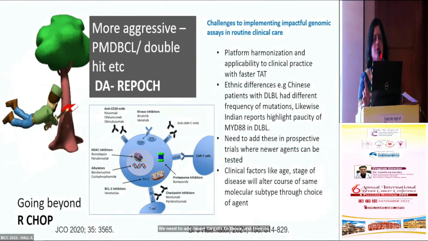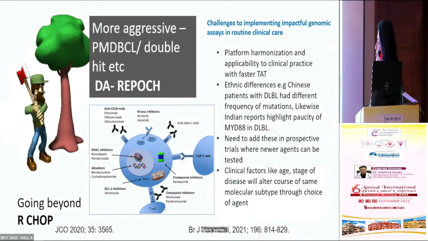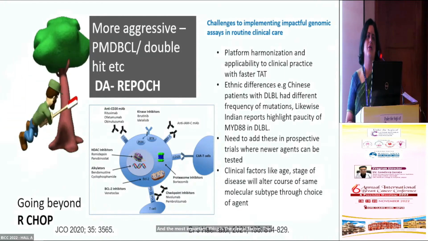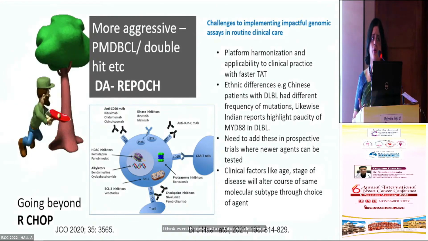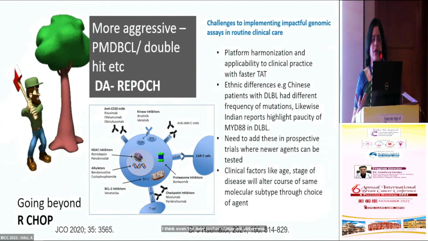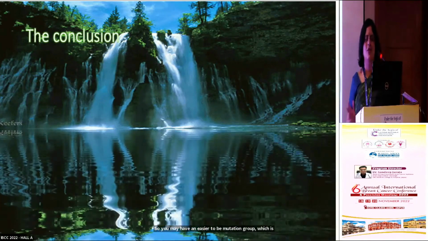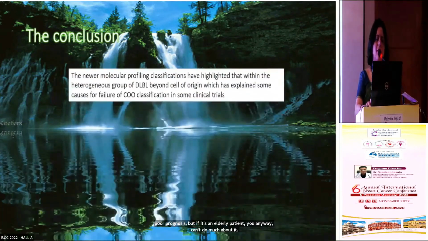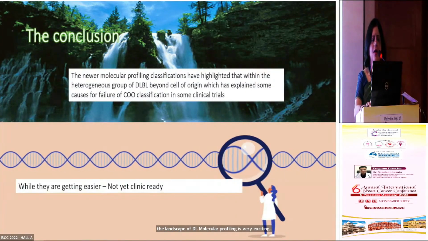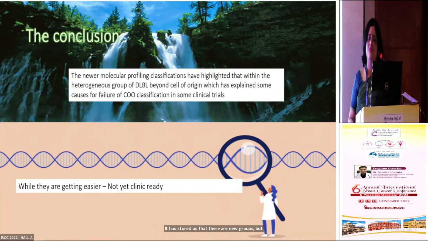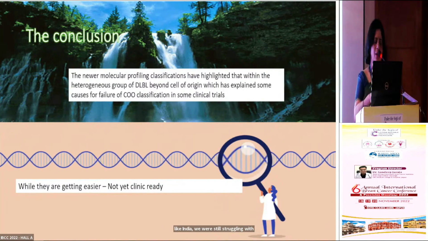And the most important thing is the clinical factor. The age of the patient, the stage of the patient. I think even the nutritional status will determine. So you may have an EZB mutation group, which is poor prognosis, but if it's an elderly patient, you anyway can't do much about it. So the landscape of DLBCL molecular profiling is very exciting. It has told us that there are new groups, but I think it's not yet clinic ready. And especially in a country like India, where we're still struggling with diagnosis, I think to reach there, it'll take us a little while. Thank you so much.